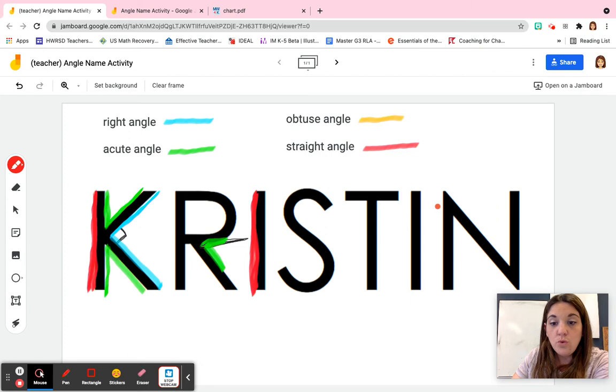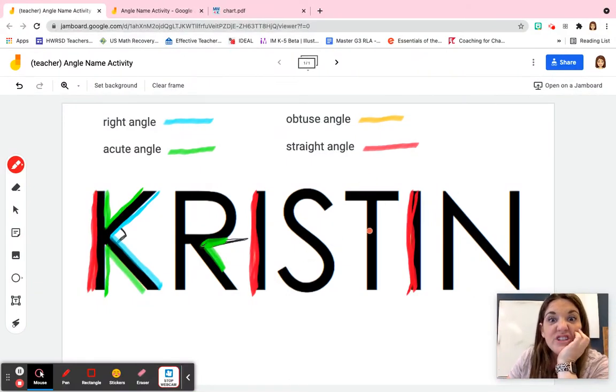I have two I's in my name, so I'm just going to come over here and might as well do this one while I'm at it. So I'll just color that a little bit red so I know those are both straight angles. I'm going to skip the S. The S doesn't have any angles, so I'm going to skip it.